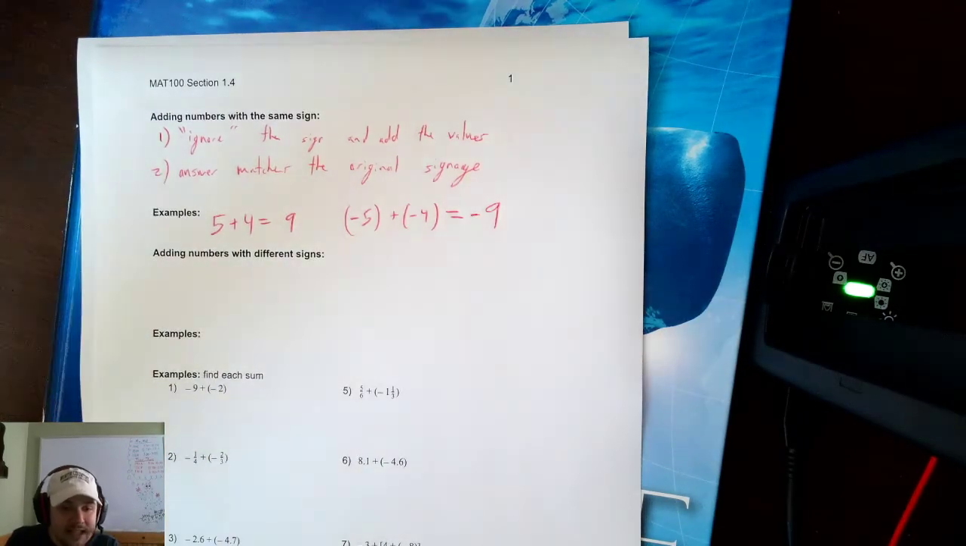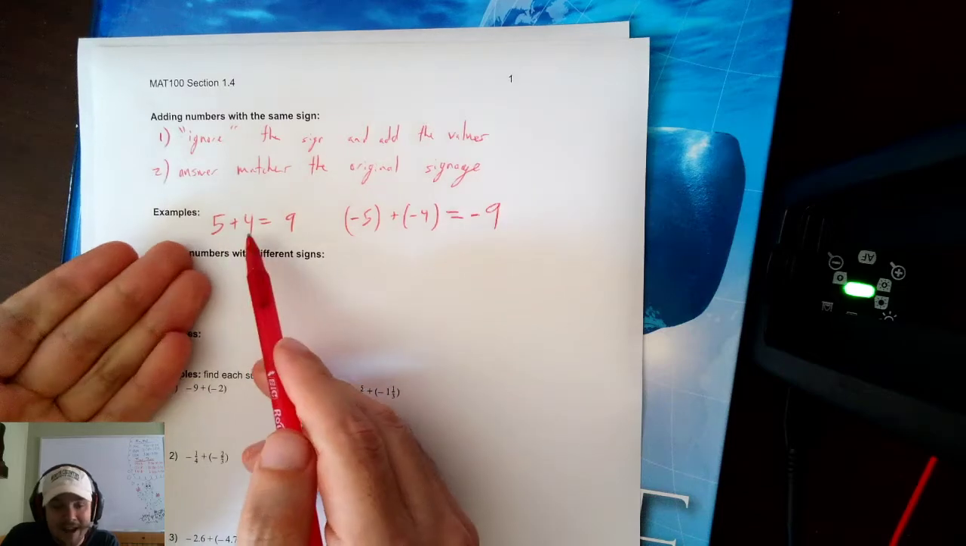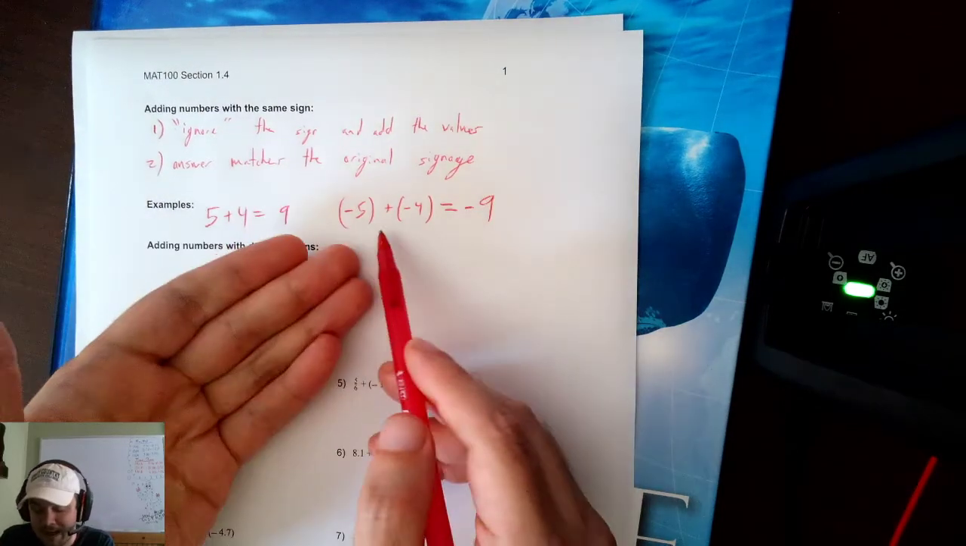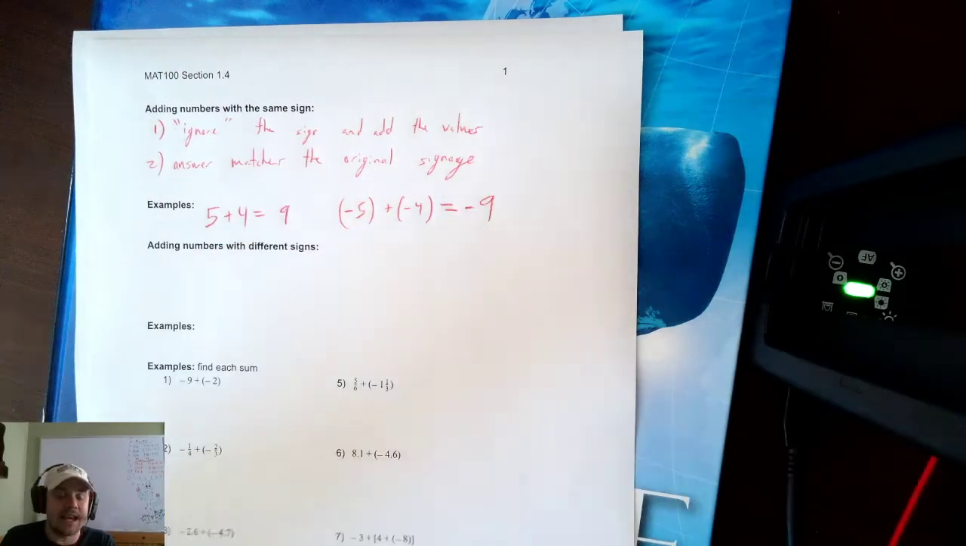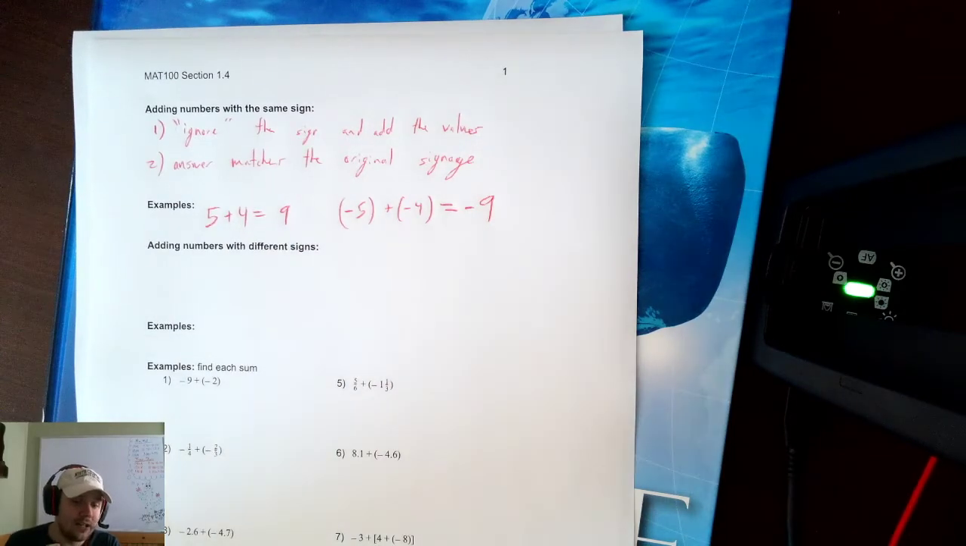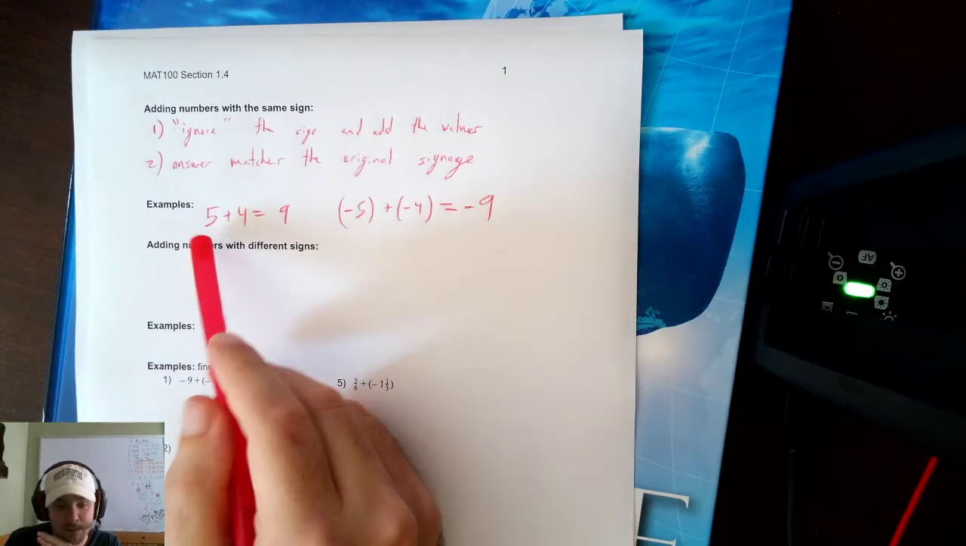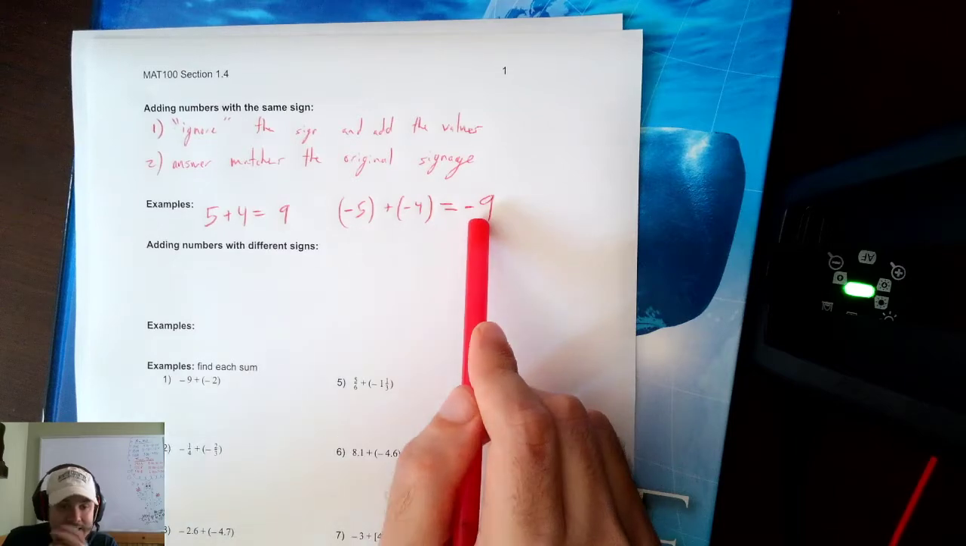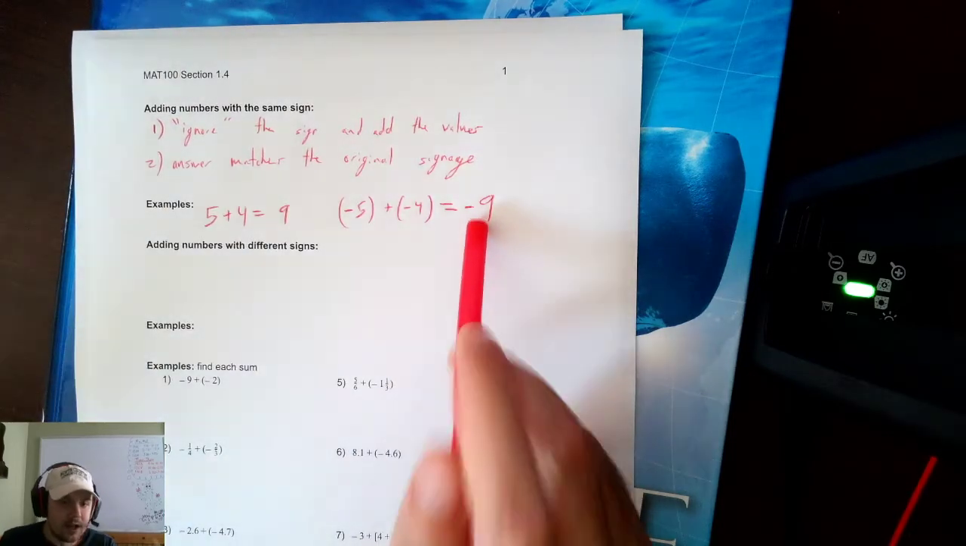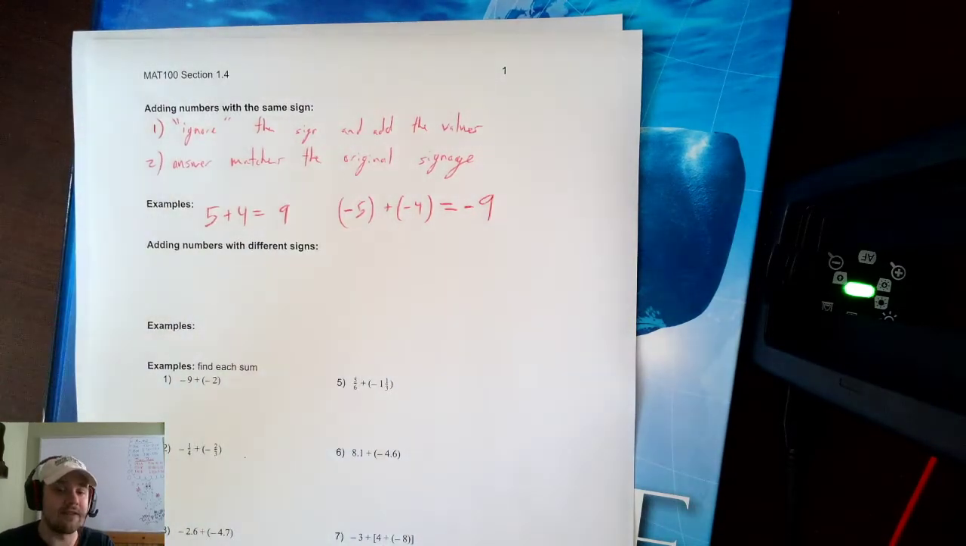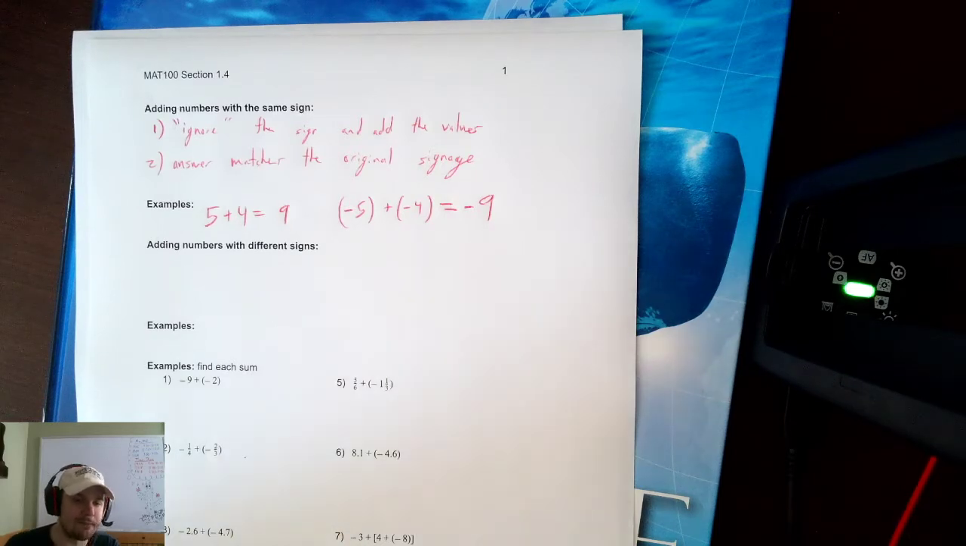Notice, it didn't matter whether it was positive 5 plus positive 4 or negative 5 plus negative 4. The answer had a value of 9, just signed positively when they were positive and signed negatively when they were negative. You combine the values when they have the same sign. That's what I meant by ignore. We just need to add the values.